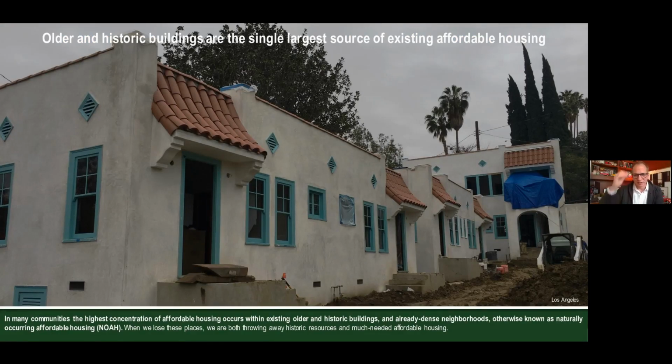The other aspect I've touched on is that in most of our cities, whether rural or urban around the country, the highest concentration of existing affordable housing is contained within older and historic buildings and historic neighborhoods. We are already providing a major source of critical affordable housing in already dense neighborhoods. Again, this is naturally occurring affordable housing, and we shouldn't be throwing this resource away. We should actually be reinvesting in it, which is what's happening in this image here of half of a bungalow court that's being rehabilitated to continue its use for critical housing in the community.